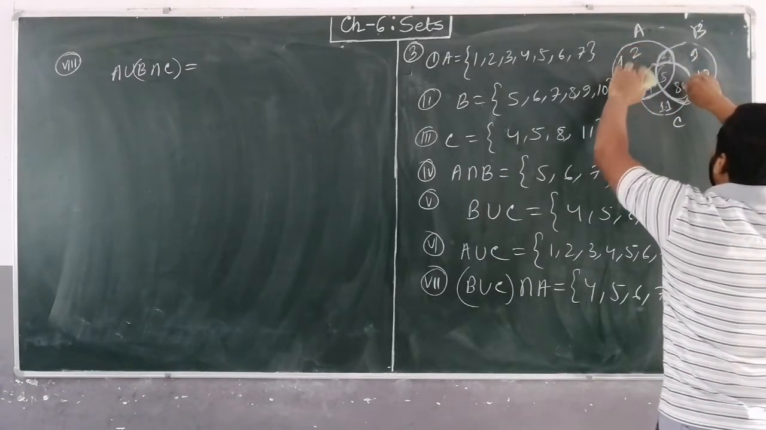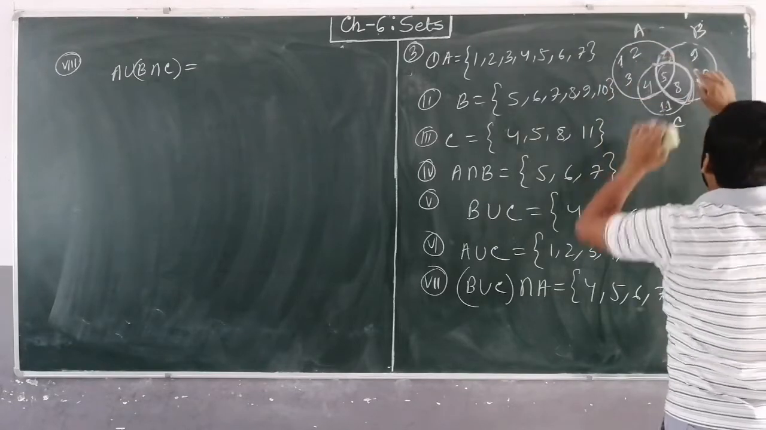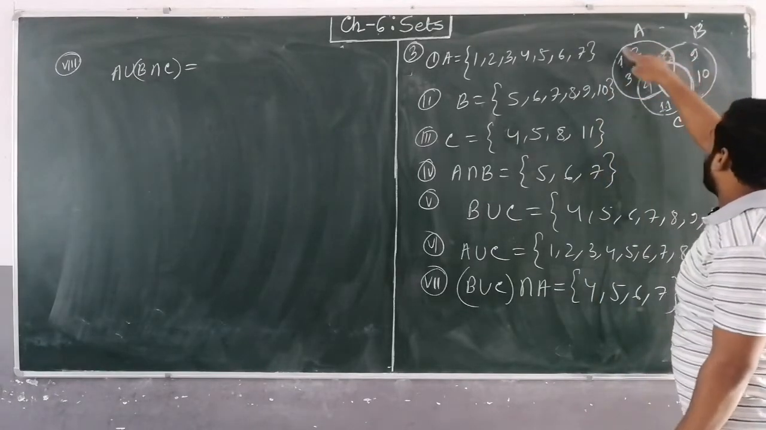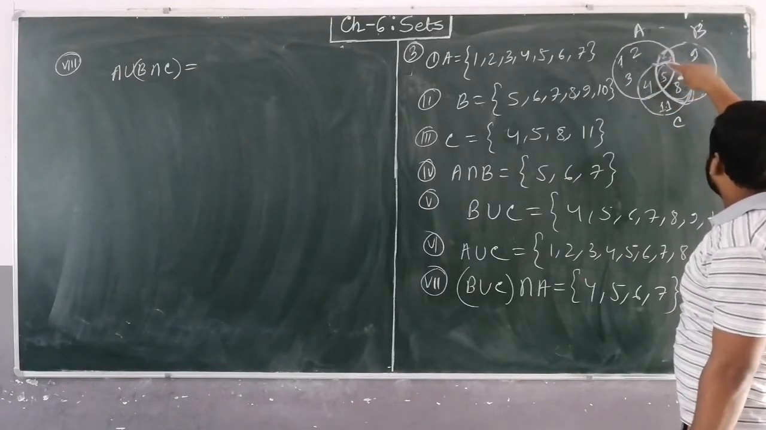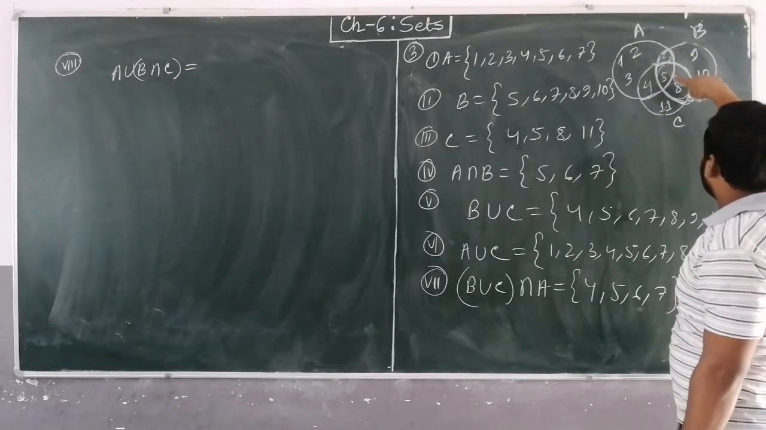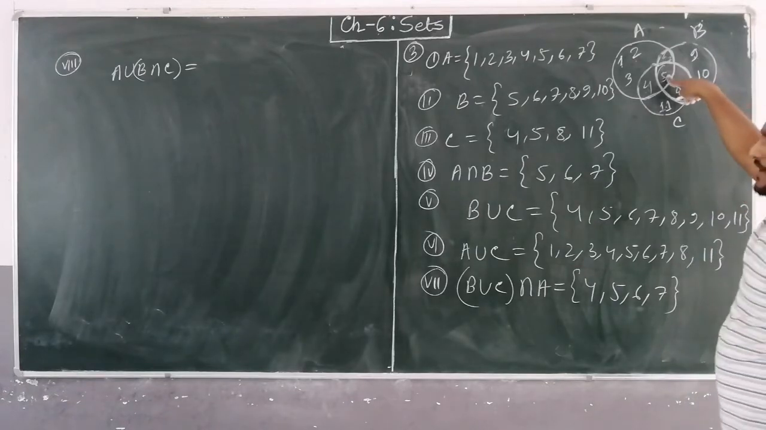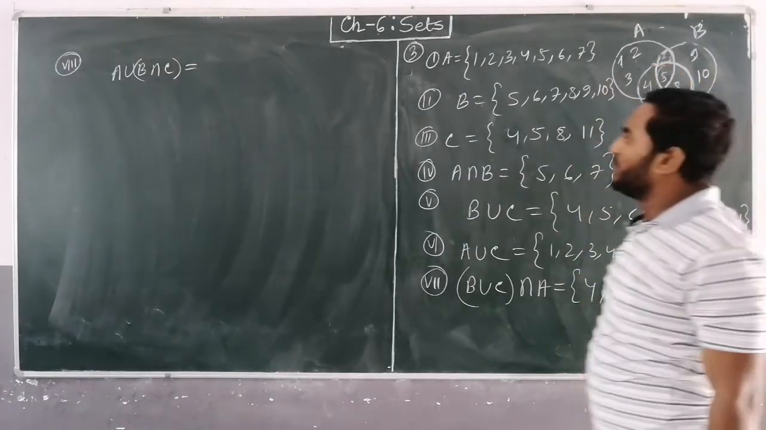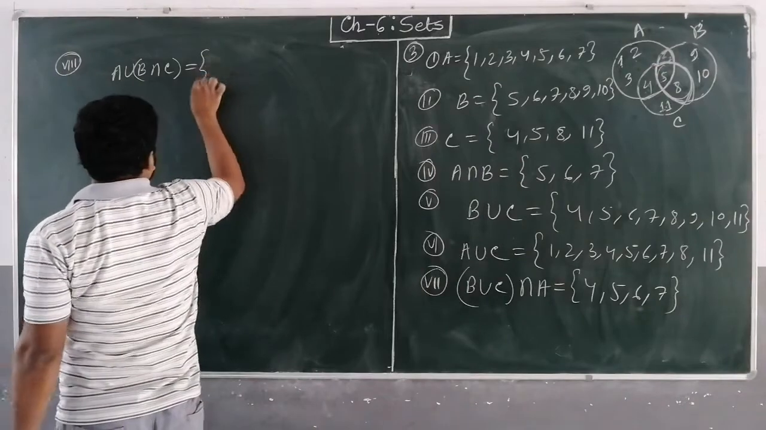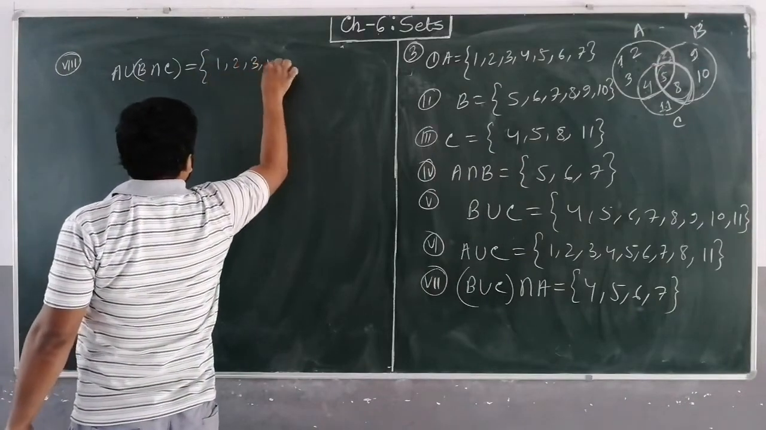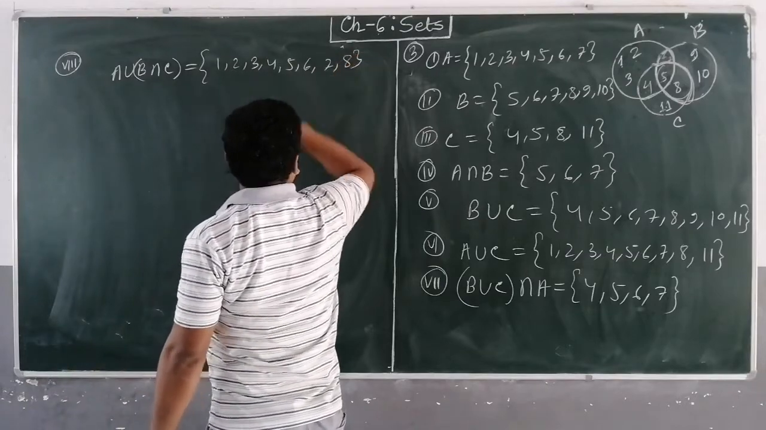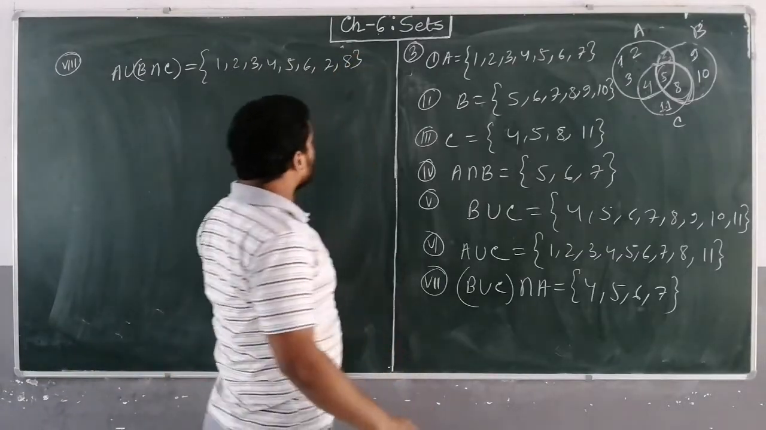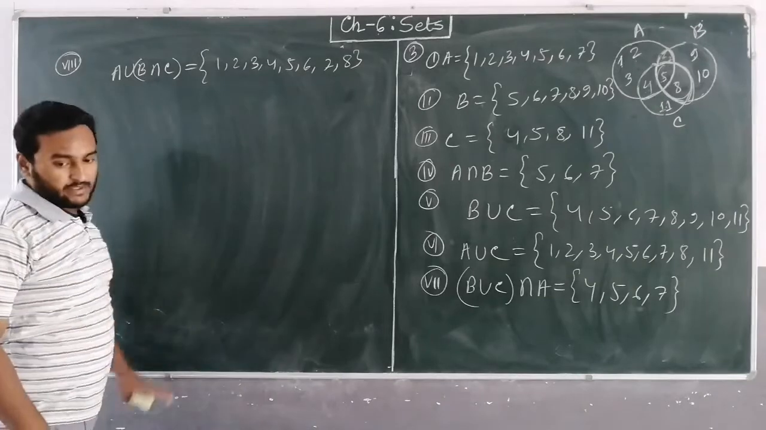So 1, 2, 3, 4, 5, 6, 7 and also 8. Okay, A is the set 1, 2, 3, 4, 5, 6, 7 and union with 5 and 8. So 5 and 8 will be included because already 5 is there, so only 8 you have to write extra. So it will be 1, 2, 3, 4, 5, 6, 7, 8. Okay, so this is A union B intersection C.